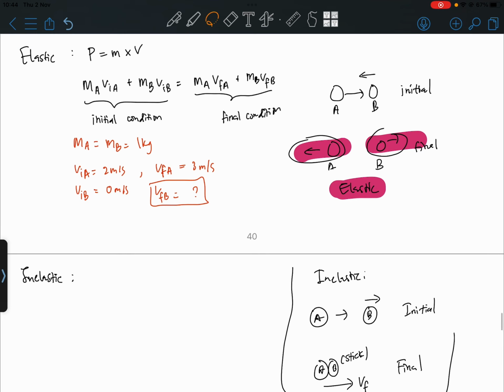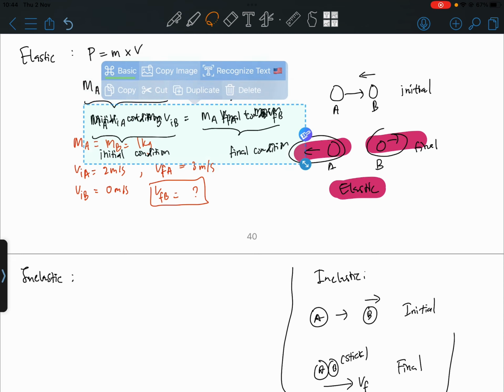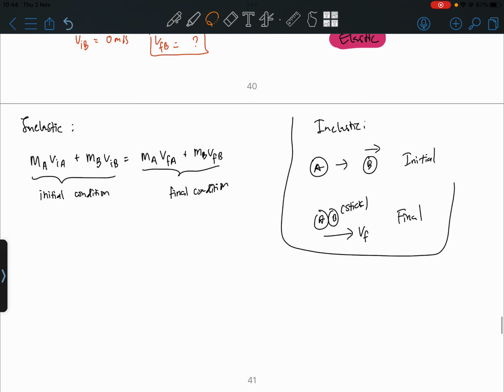So for elastic, I implement the same formula. Same formula actually. But for the final condition, we know VFA is the same as VFB. Why? Because they stick. If they stick, they will have the same velocity, the final velocity, because they stick together. They will have the same velocity because they are in the same system.